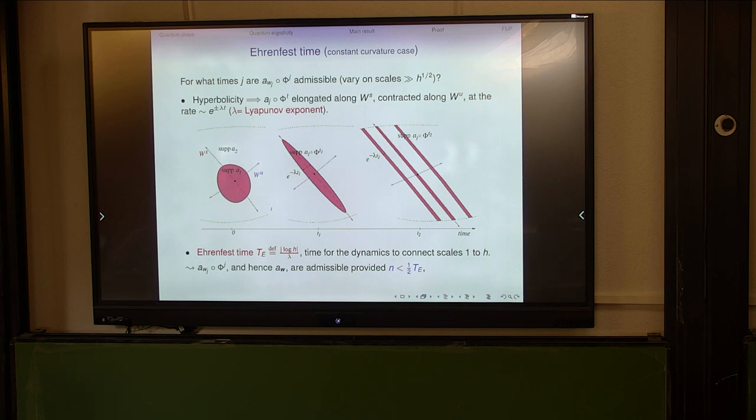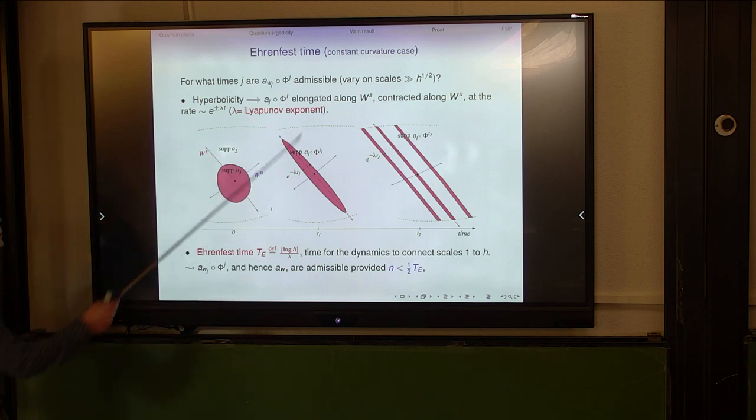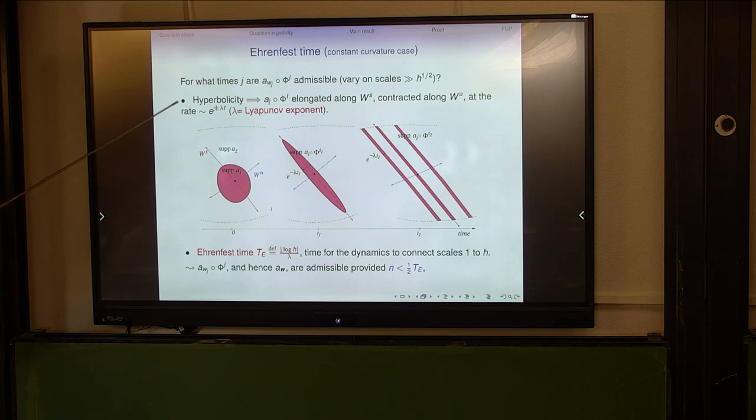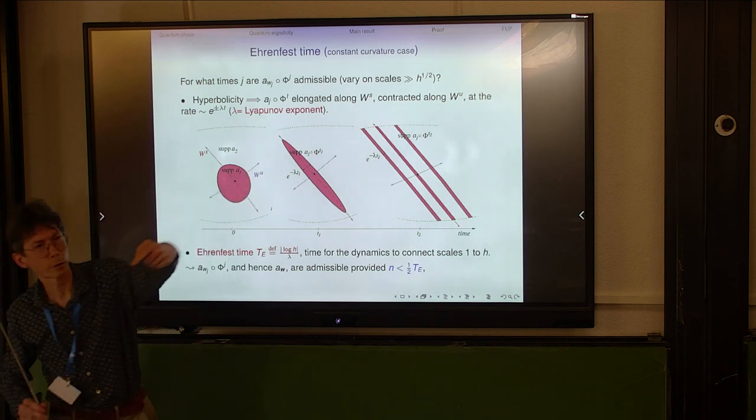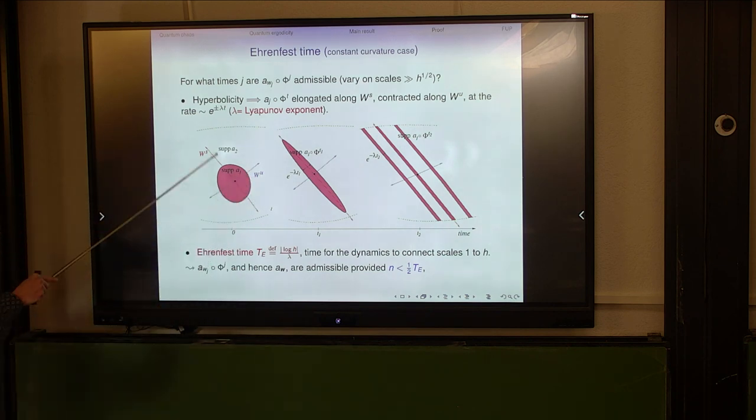How far can we go in time? How far can we evolve in time with respect to the semi-classical parameter? For what times are these evolved symbols admissible, in the sense that they don't oscillate too much? I will just look at what happens transversely to the flow, so you have to imagine that the flow is coming out of the blackboard. The geodesic issues from the blackboard, and I'm drawing the local unstable manifold and local stable manifold here. We start at time 0, and the evolution is just the composition of A_j with the flow.